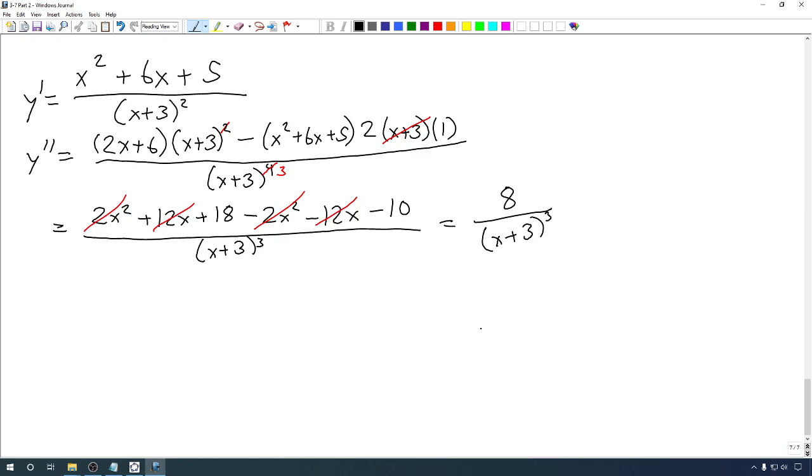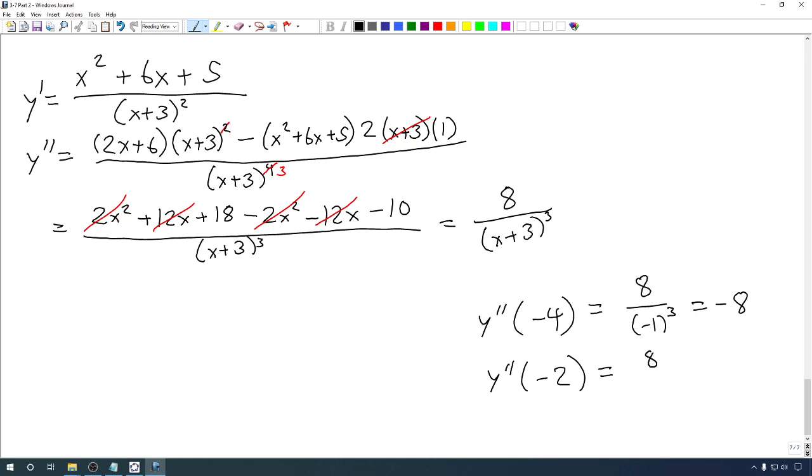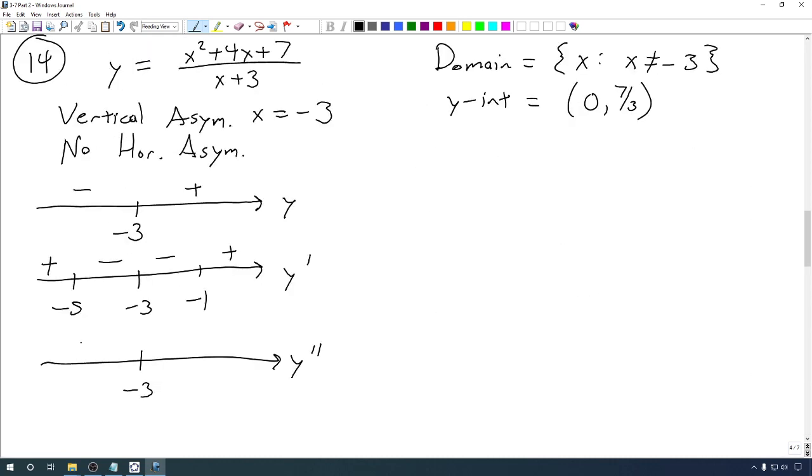Around negative 3, we can go ahead and find the second derivative, let's say at negative 4 and at negative 2. If we plug negative 4 into here, well, we still have an 8 on top. Negative 4 plus 3 is going to give me a negative 1, but it's cubed. The cube actually does not get rid of the negative. We get a negative 8 overall, so we get a negative number over here. For negative 2, we still have the 8 on top. This time we have a positive 1 cubed on the bottom, so we get a positive number. So that does tell us stuff about the concavity. We have the concave down over here and concave up over here.